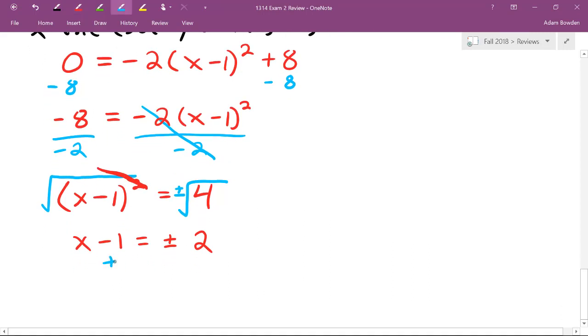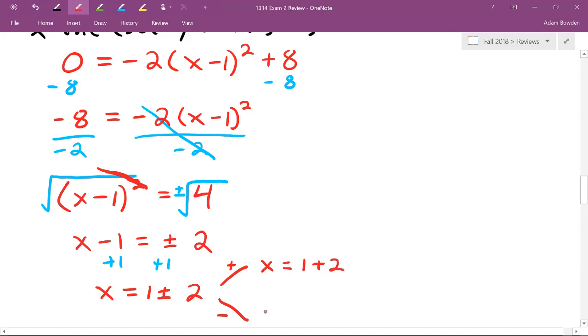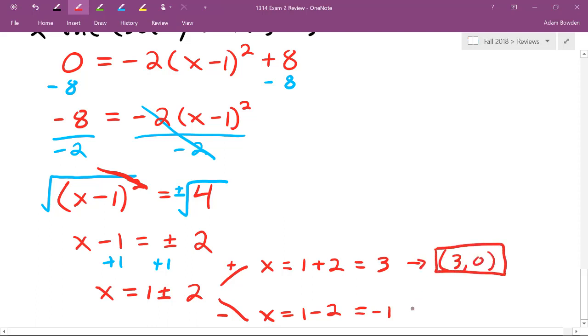Now we're almost solved for x. We add the 1 over. x equals 1 plus or minus 2. And then that breaks down into two numbers. x equals 1 plus 2 and x equals 1 minus 2. This one would be 3 and this one would be -1. So one x-intercept is (3, 0), and the other x-intercept is (-1, 0).